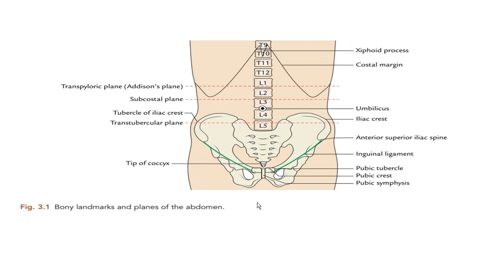And another landmark of the anterior abdominal wall is the symphysis pubis, as it forms the lower limit of the anterior abdominal wall in the anterior median plane, and it is easily palpable and lies at the level of the coccyx, as you can see in this picture.